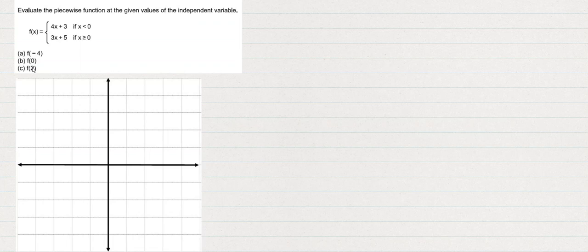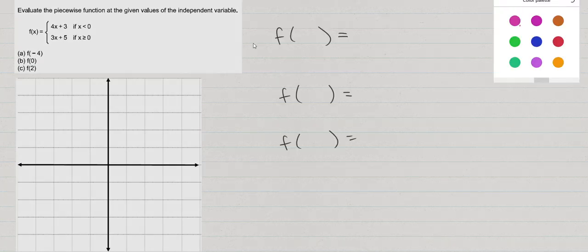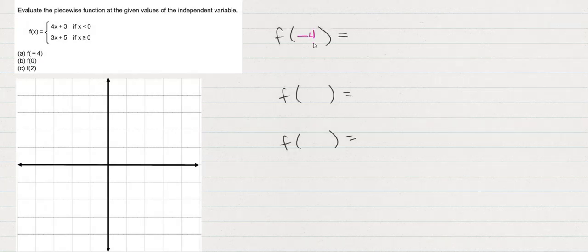You can give any number in the domain, which the domain of this function is -infinity to infinity, but I can find the value of the function at any of those x's. So evaluate the piecewise function at the given values of the independent variable. Let's start with f of -4.